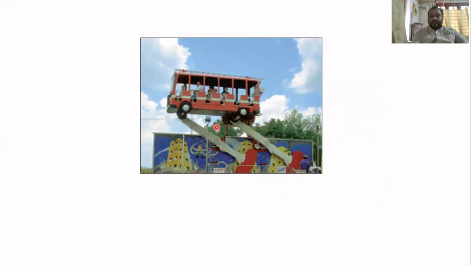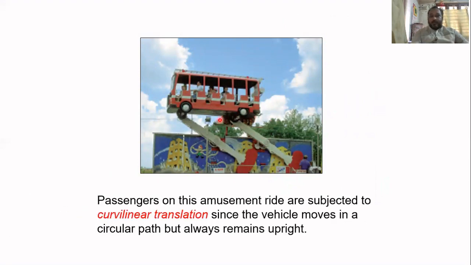This is an example of curvilinear motion. The passengers on this amusement ride are subject to curvilinear translation since the vehicle moves in a circular path but always remains upright.